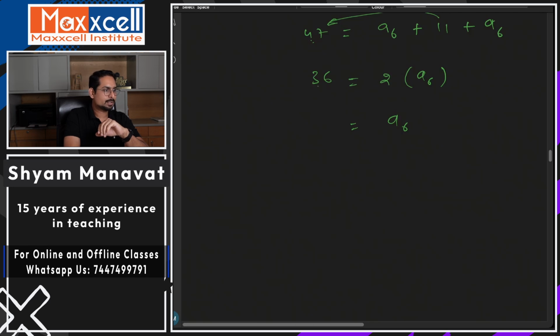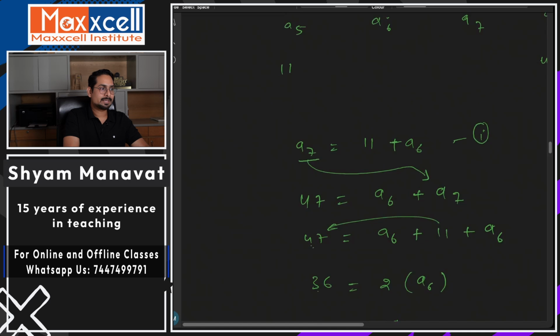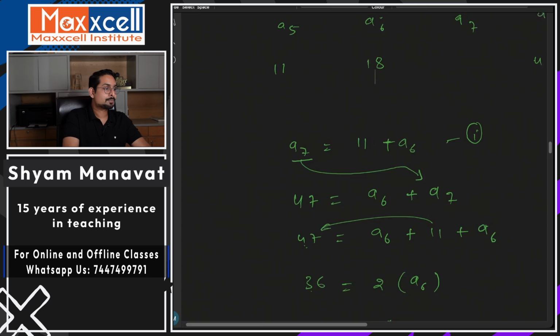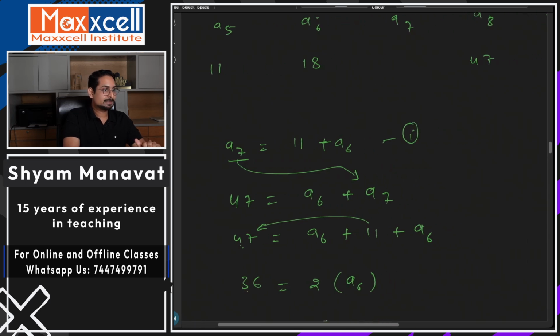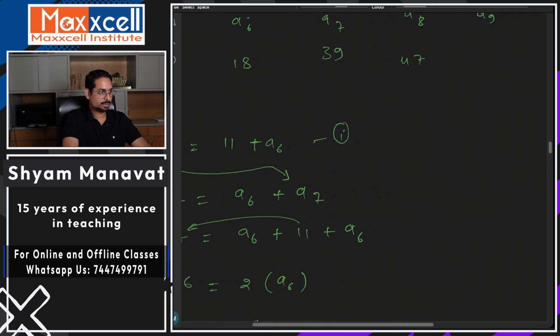So 36 by 2 is what? 18. So I got the 6th term also as 18. If the 6th term is 18, tell me what is the 7th term. It is important to find out the 7th term. In the Fibonacci sequence, that is 11 plus 18, which is going to be 39, and the 8th term we already have.